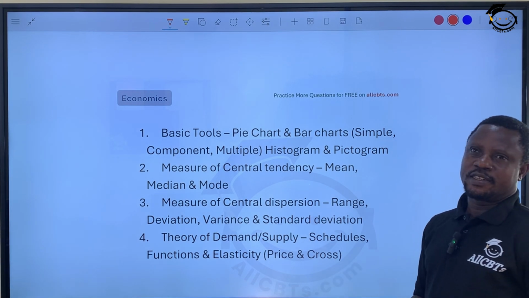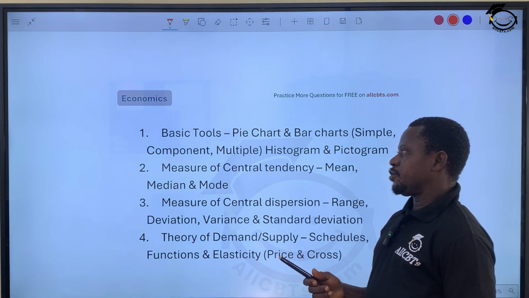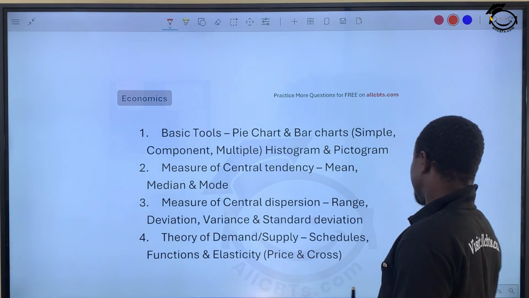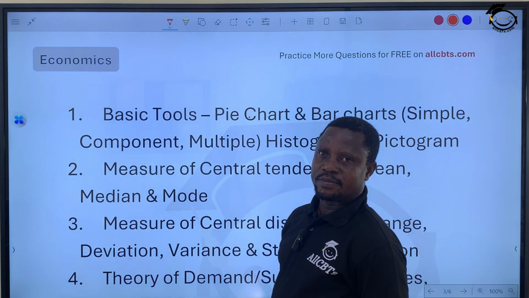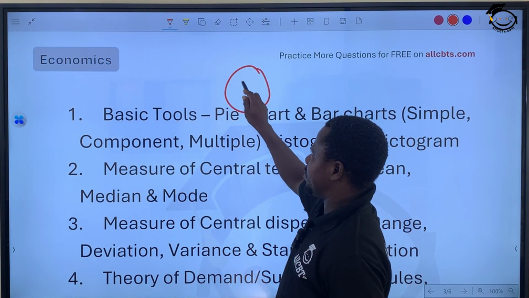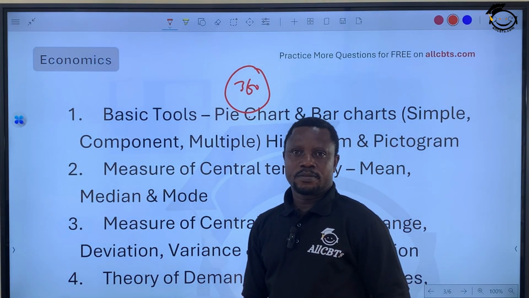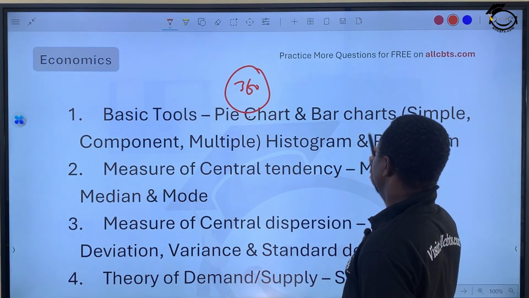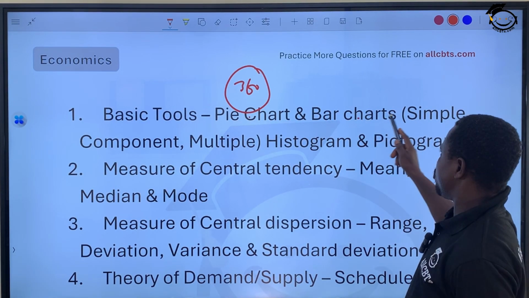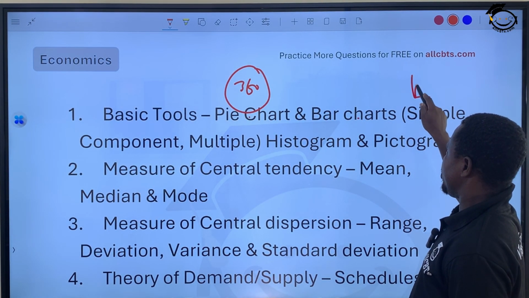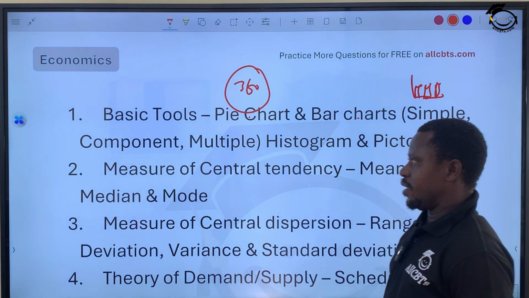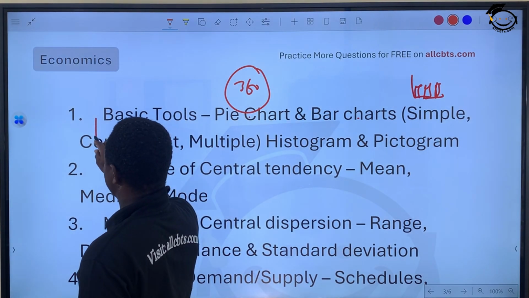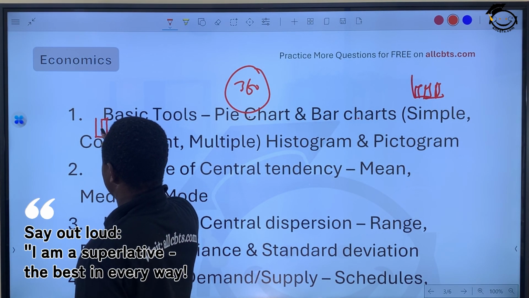The first topic that they normally use all the time is the basic tools. When you talk about basic tools here, you talk about the pie chart, using a circle of 360 for calculation. Then we also have bar charts. This bar chart could be a simple bar chart where each bar represents one information. It could also be a component bar chart where each bar represents more than one information.